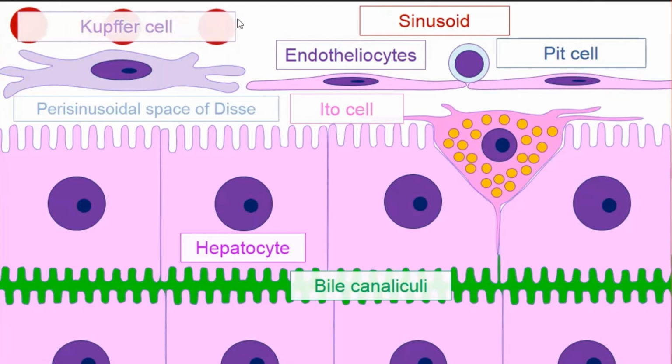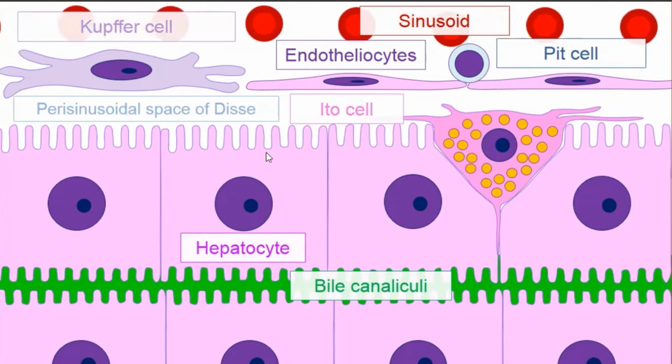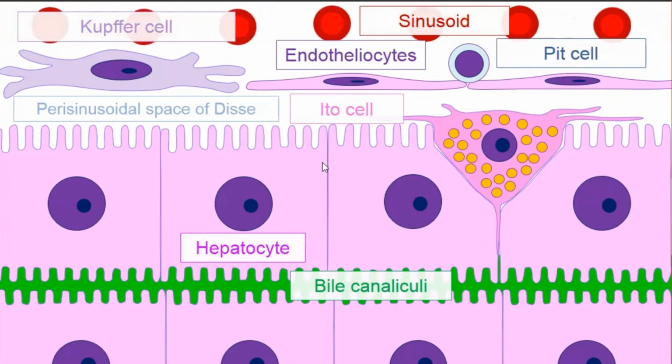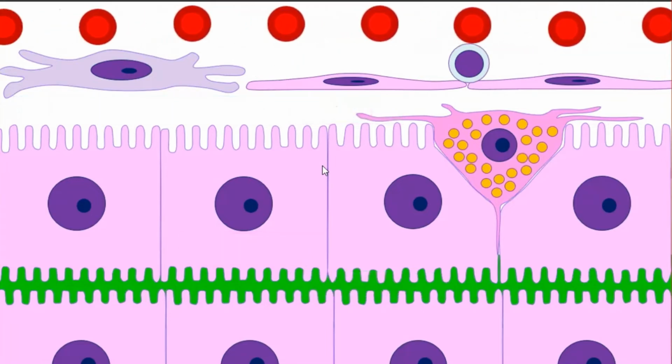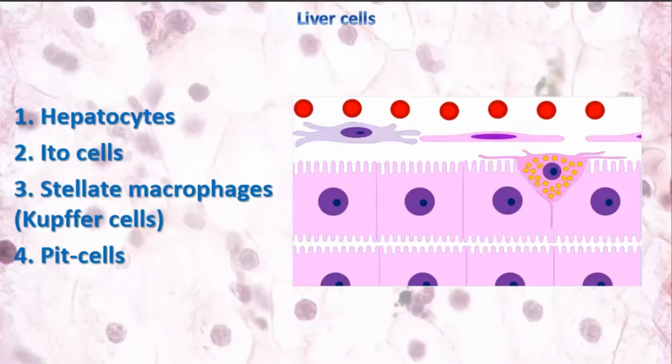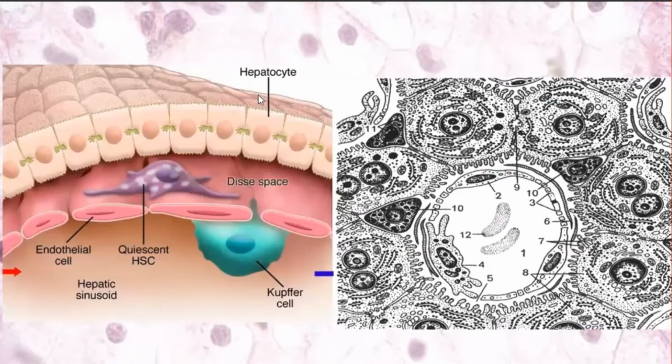And in sinusoid, we can see here blood circulation, blood formed elements are circulating, and they are going to the central vein from sinusoid. And here we can see main liver cells. There are hepatocytes. Also, we have here Ito cells, there are stellate macrophages or Kupffer cells, and also there are pit cells, main liver cells. And here we can see hepatocytes. There are endothelial cells, and it's Ito cell, which is located in the Disse space, and it's Kupffer cell.